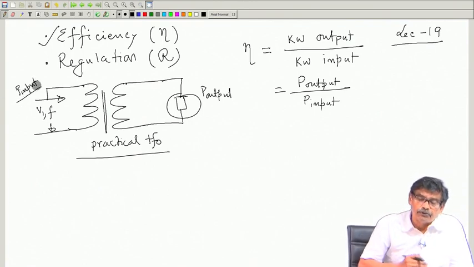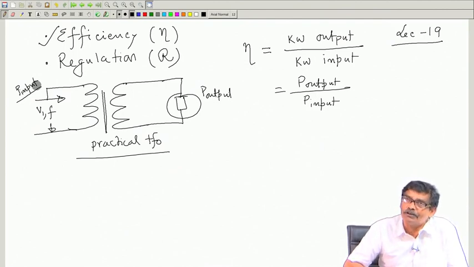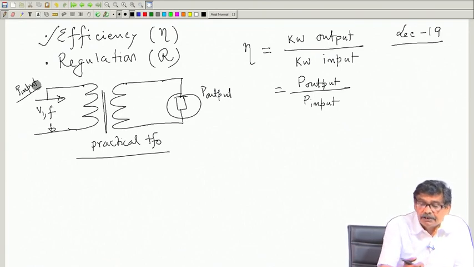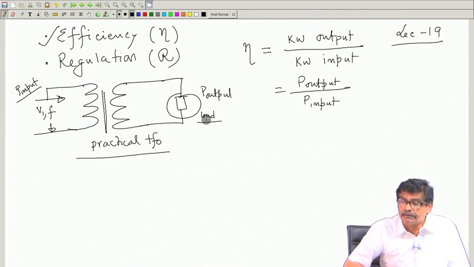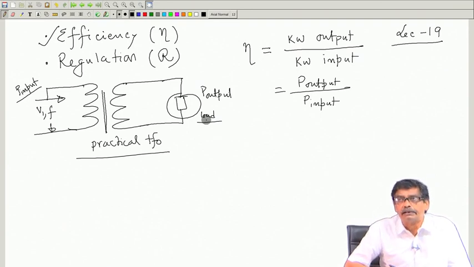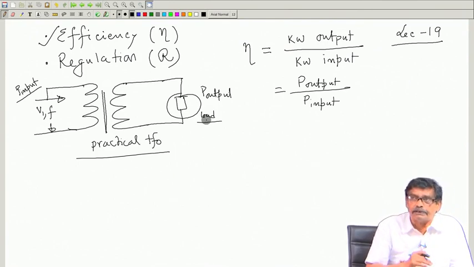And this efficiency, of course, if it is an ideal transformer, it will be 100%, because there is neither core loss, winding resistances are neglected, copper loss is also absent. So, whatever power will be drawn from the supply will be dumped to the load. So, this is your load, efficiency would have been 100%. But in a real practical transformer, we have seen that when the transformer is operating, both core loss and copper loss will be present.